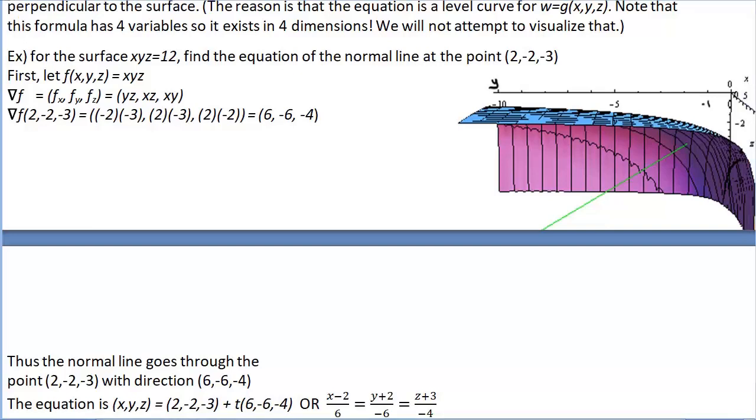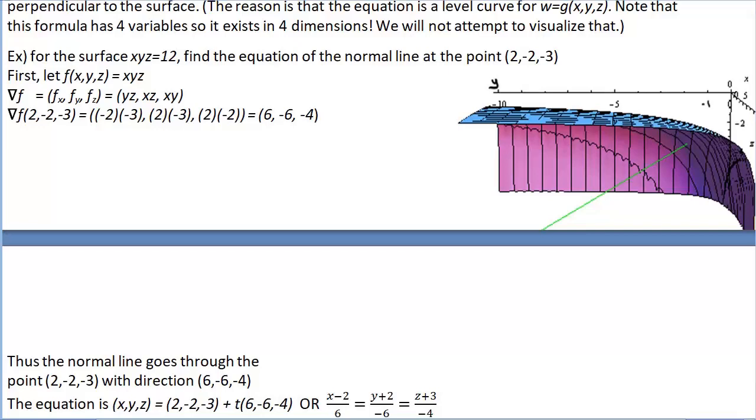And also, just to give a graphical understanding to what's going on here, here is the graph on the right side. Here I've graphed the surface, or at least part of the surface. And then I've also put in, you can see the green line is the normal line, and where it ends on the surface, that's where it intersects the surface. So that is the point (2, -2, -3), and then it's continuing in the direction of our perpendicular vector that we found, (6, -6, -4).